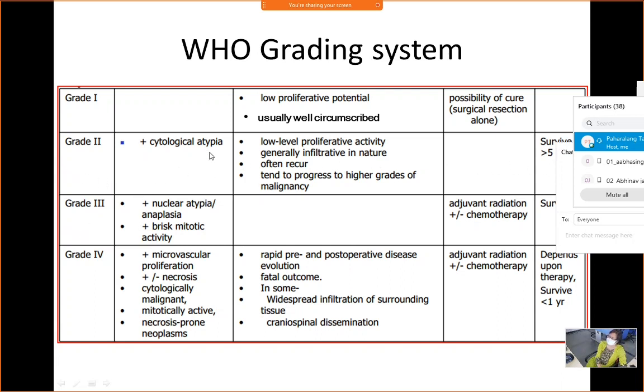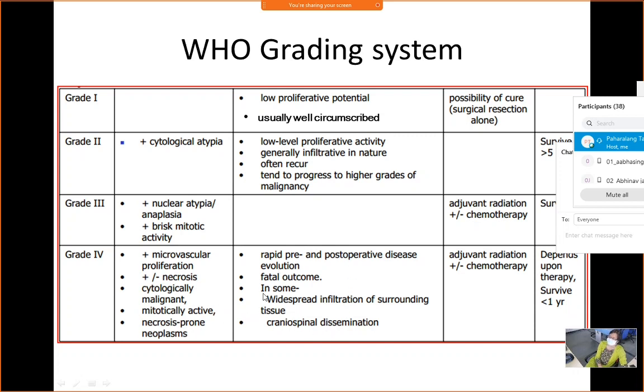Grade 3, apart from atypia, there will be brisk mitotic activity. In this case, surgery is done, but there is always added radiation and chemotherapy, and survival rate is less than 5 years. Now, grade 4 is the most dangerous. Here I'll show you pictures. Apart from cytologic atypia, nuclear atypia, anaplasia, brisk mitosis, there is microvascular proliferation. I'll show you what I mean by this. There will be necrosis. It is cytologically very malignant, and they are necrosis-prone neoplasms.